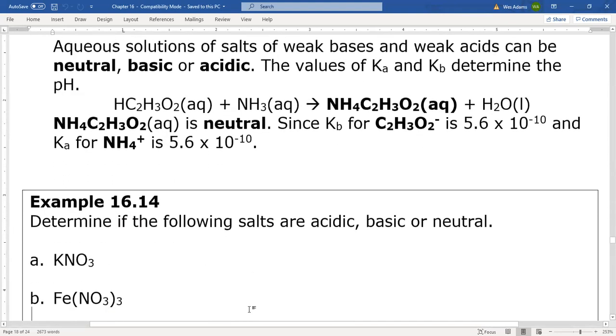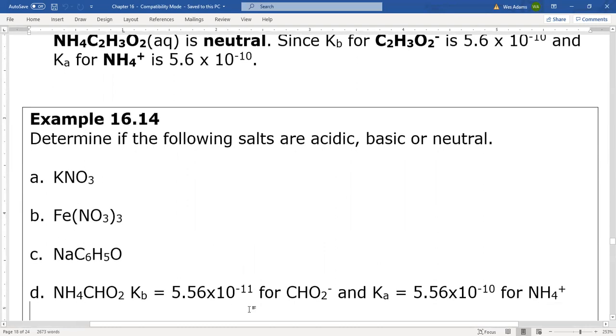So let's look at these salts and determine whether they're acidic, basic, or neutral. Potassium nitrate. Potassium nitrate, the potassium comes from potassium hydroxide, which is a strong base. Nitrate comes from nitric acid, which we just said was a strong acid. And so that salt would be neutral.